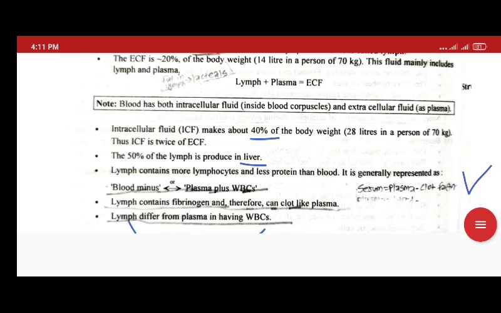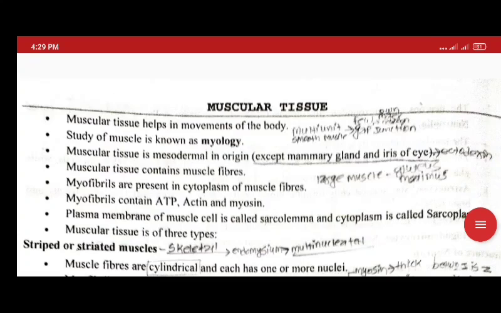Now we start muscular tissue, the last topic of animal tissue. We also have nervous tissue, but we will study this in the nervous system. Nervous tissue is of ectodermal origin, and it contains two types of cells, neuroglial cell and neuron cell. Neuroglial cell is the helping cell, and neuron cell is the functional cell.